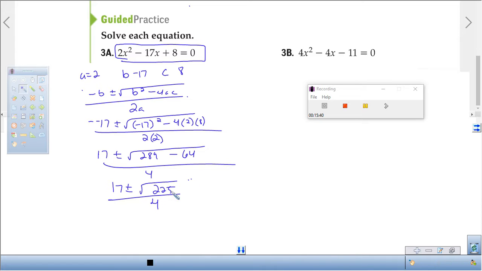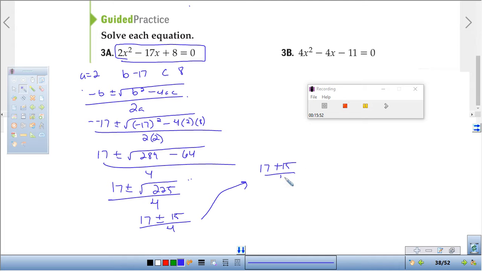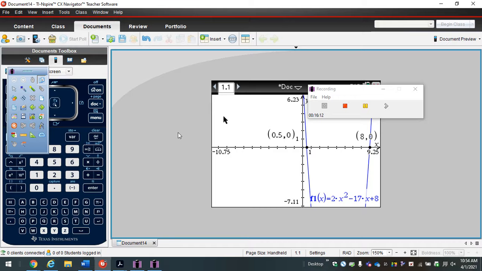Just in case you didn't know, the square root of 225 is 15. So we're going to have 17 plus or minus 15 over 4. This one becomes 17 plus 15 over 4, and 17 minus 15 over 4. On top, this one becomes 32 over 4, which is 8. This becomes 2 over 4, which is a half. And that's actually what we got. Yeah, I remember that now. See? Half and 8. We did pretty good.